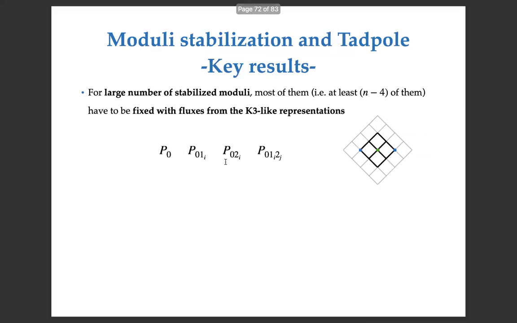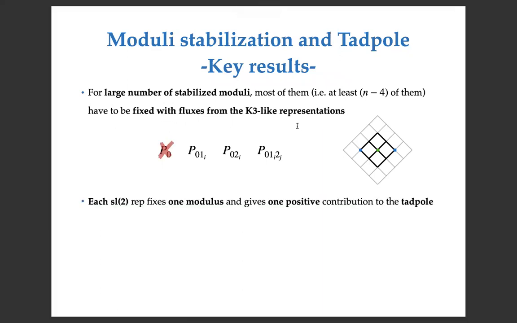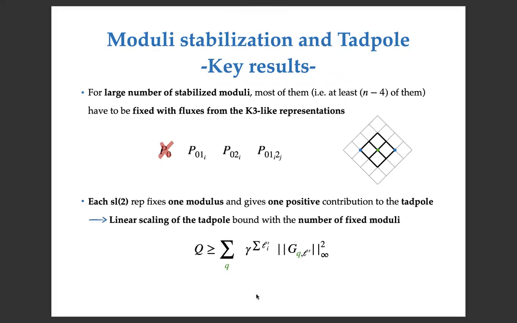Okay. So let me summarize. This is what we found. Basically, for a large number of stabilized moduli, one needs to use this in the strict asymptotic limit. One needs to use these representations here, because everything you can do with the other one is to fix at most four moduli. Each SL2 representation fixes one modulus and gives one positive contribution to the Tadpole. This is the linear scaling of the Tadpole conjecture.